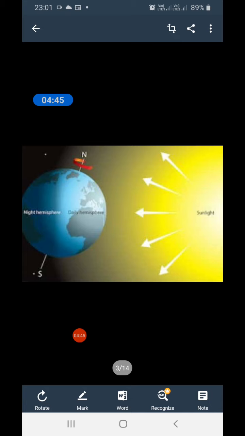Now this picture over here will make it clear that the earth's axis, you can see, is inclined. North and south are given here, and you can see the part which is facing the sun is having day, and the other part which is not facing the sun is experiencing night, because the earth is round in shape, or you can say it is spherical in shape. So the first effect is that rotation of the earth causes day and night.